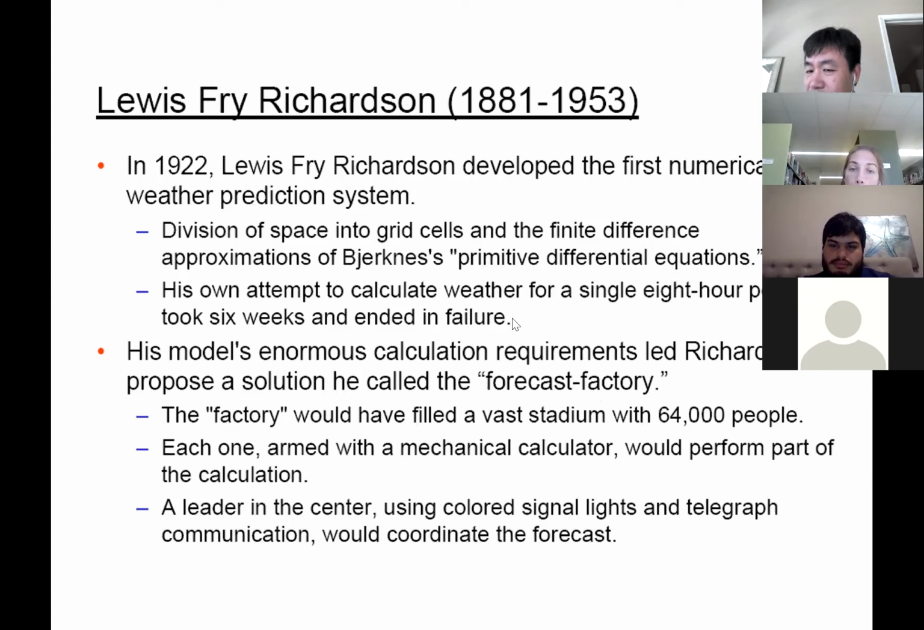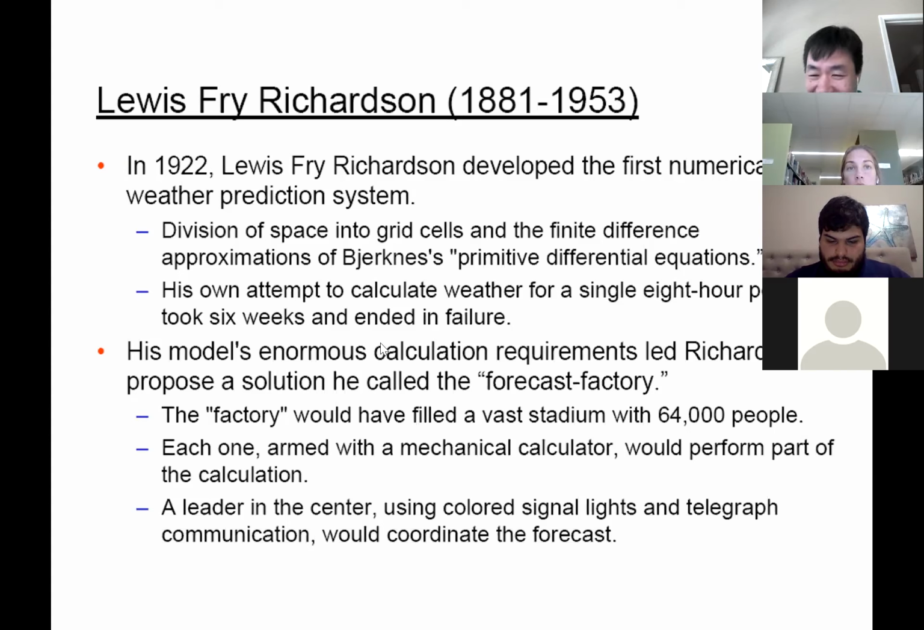This example shows you the amount of calculation needed for CFD. A lot of manpower, because you divide it into thousands, if not millions of elements. Each element needs to be independently calculated. So that's what they did. They had a leader in the center using colored signal lights to telegraph and coordinate the calculation. They did 6 weeks of work, then tried to predict the next 8 hours of the weather.